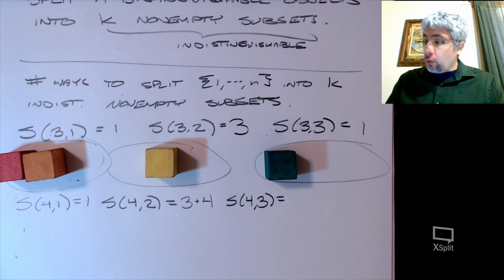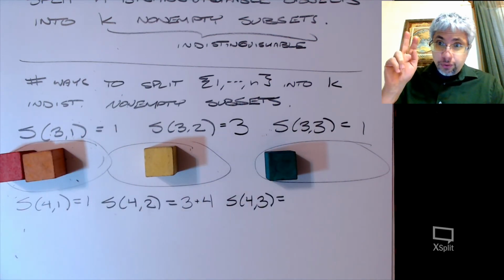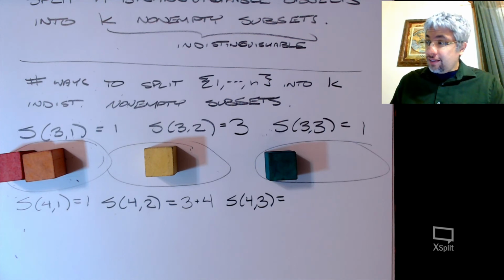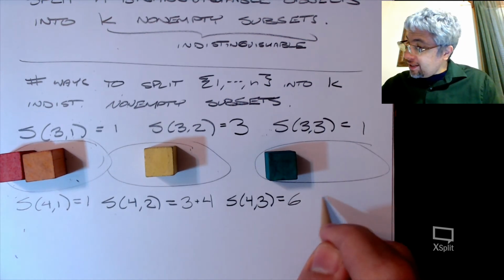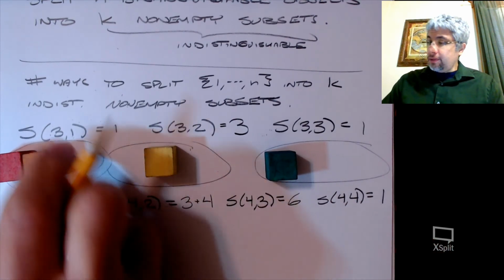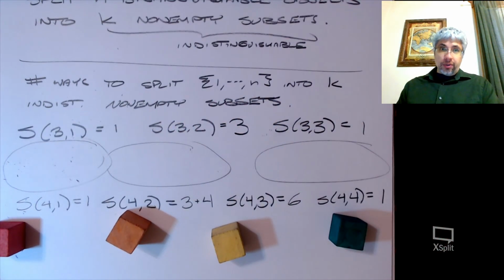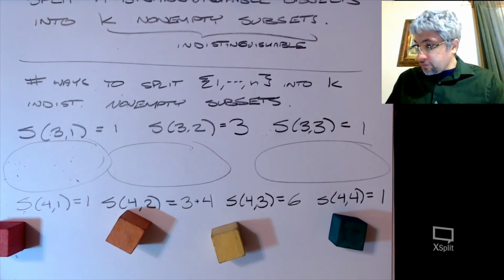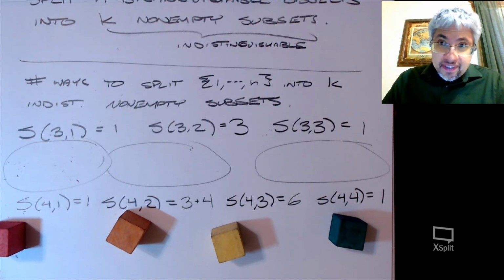So how do I know what the possibilities are for having 2 together? Well, I have 4 objects. I want to choose 2 of them. 4 choose 2 is 6. And now finally, S4,4 is going to be 1 because it's 1, 1, 1, and 1, and it doesn't matter what the order is. So those are some examples of Stirling numbers of the second kind.